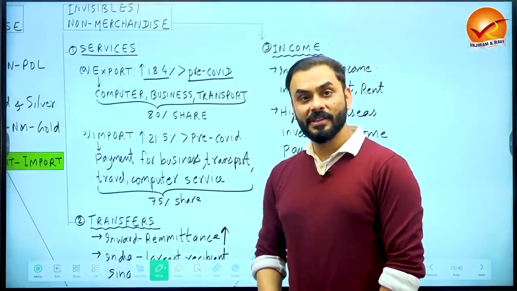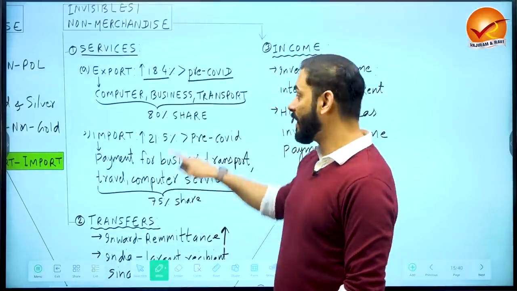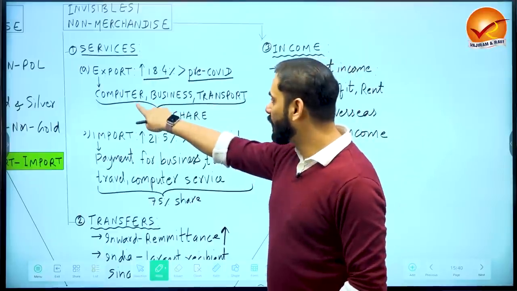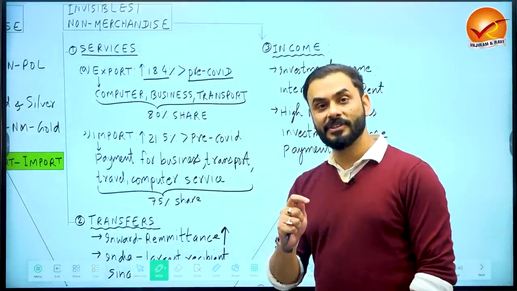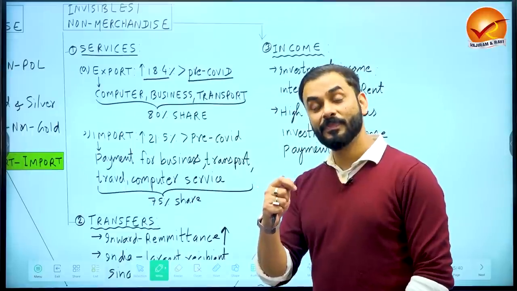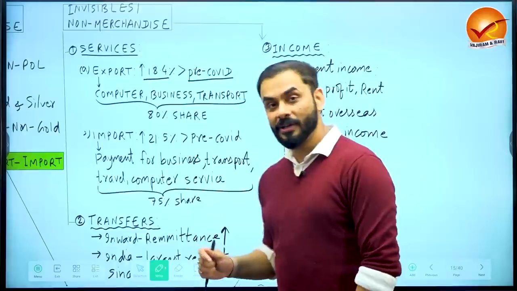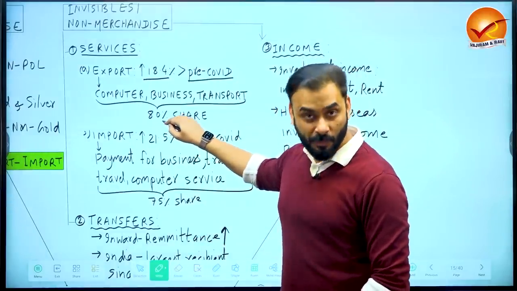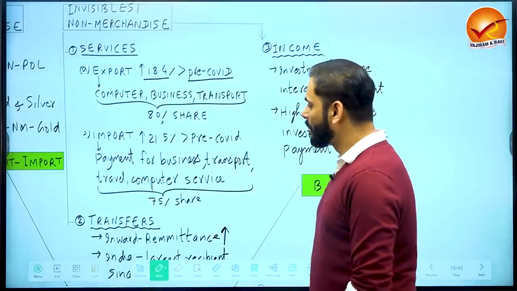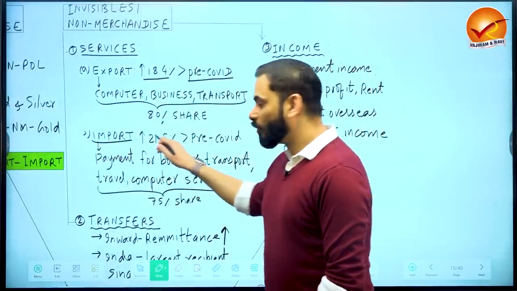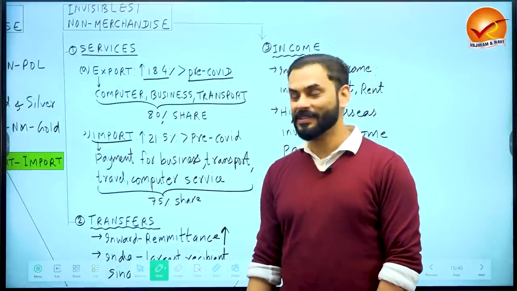And which are the services which India exports the most? This can be asked in UPSC. So computer services, business and transportation. So these are the services which we provide to the world and in which we dominate. So 80% of our export in services comprise of these three: computer, business and transport. Now when it comes to import, we also buy services, right?